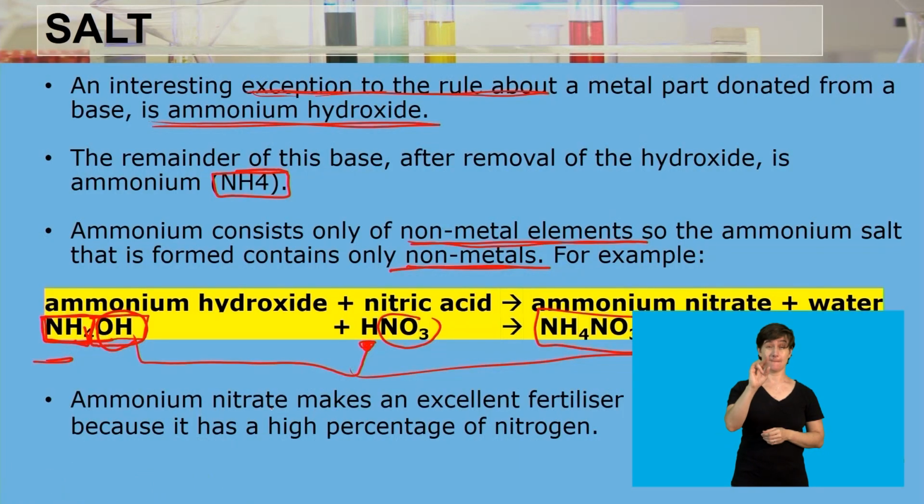So ammonium nitrate makes an excellent fertilizer because it has a high percentage of nitrogen. So this reaction is mostly used for the purpose of forming fertilizer. Why? Because the ammonium nitrate, that salt, has a high percentage of nitrogen.